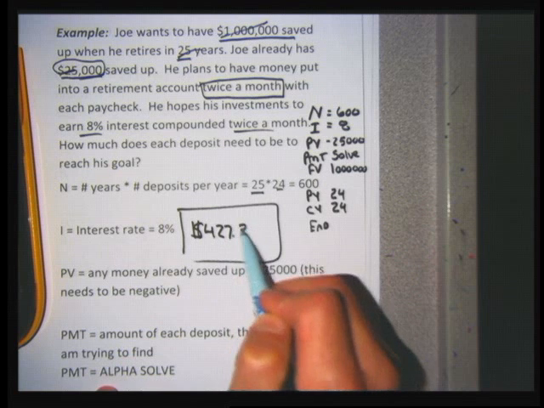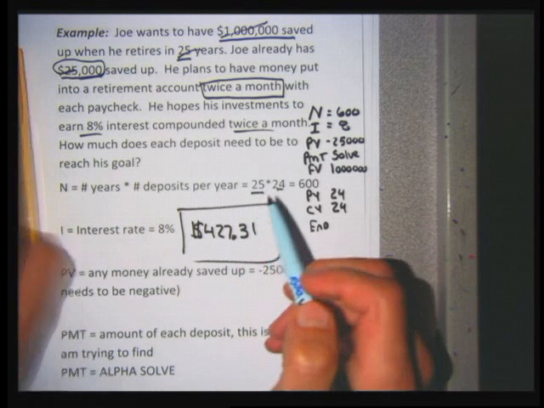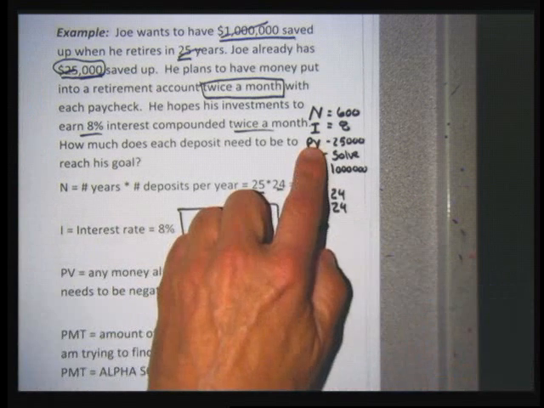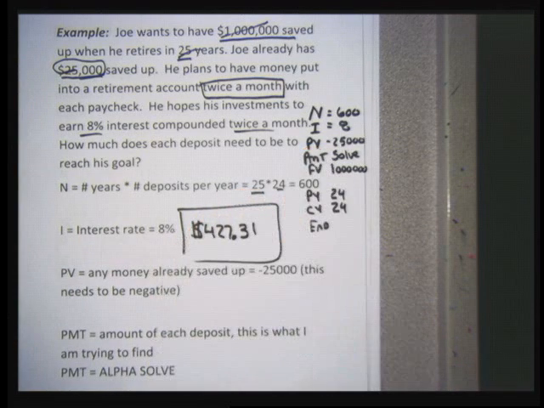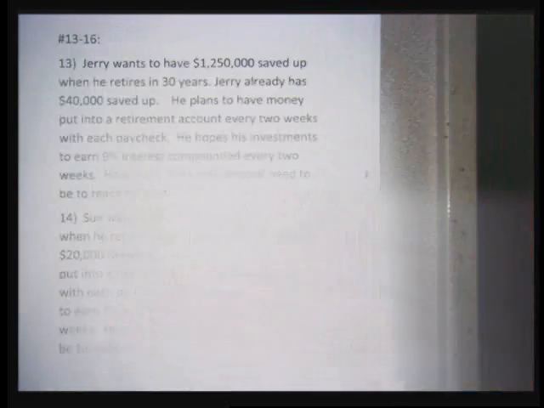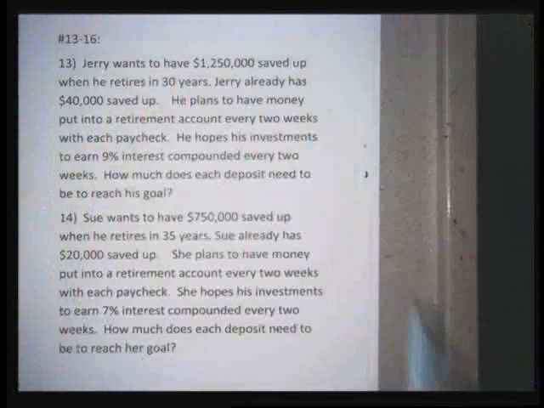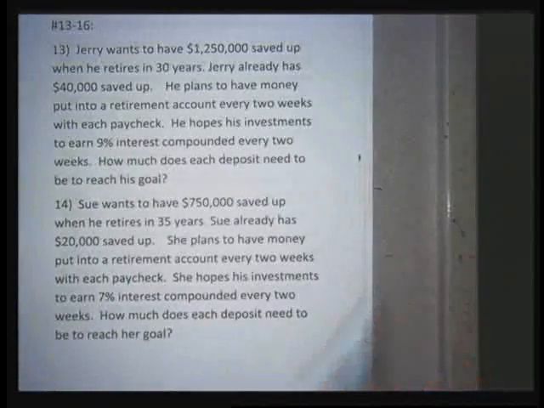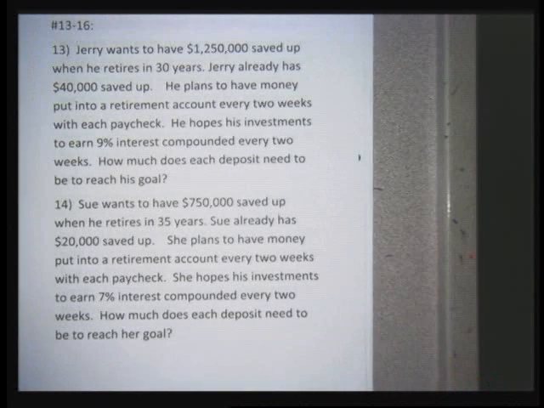So this is almost exactly like the last group of problems, other than we have to add the amount already saved in as a positive, or negative, should I say. Okay, so 13 and 14. So they should work the same way.